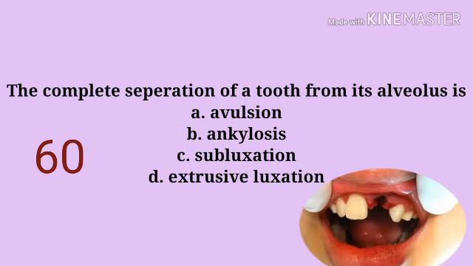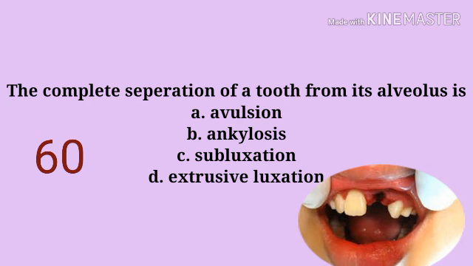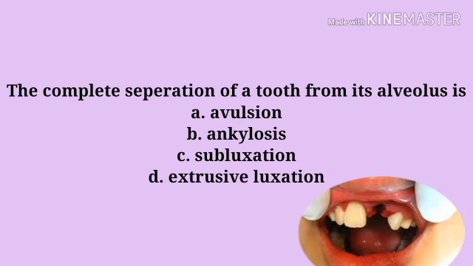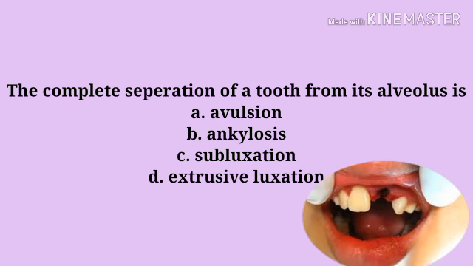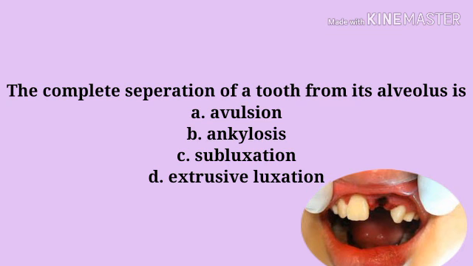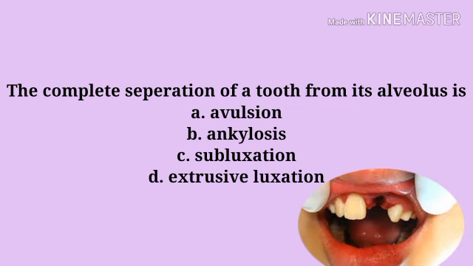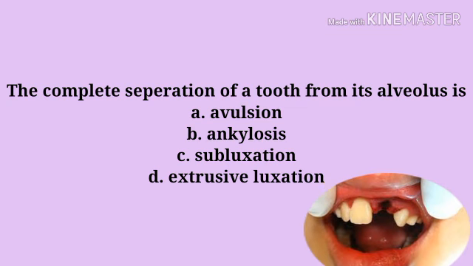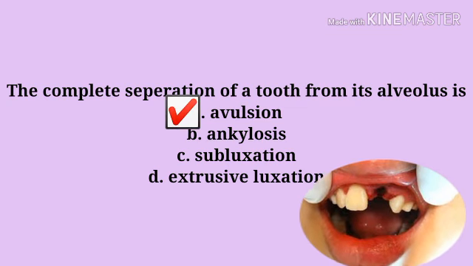Next question. The complete separation of a tooth from its alveolus is A. Avulsion, B. Ankylosis, C. Subluxation, D. Extrusive luxation. Answer is A. Avulsion.